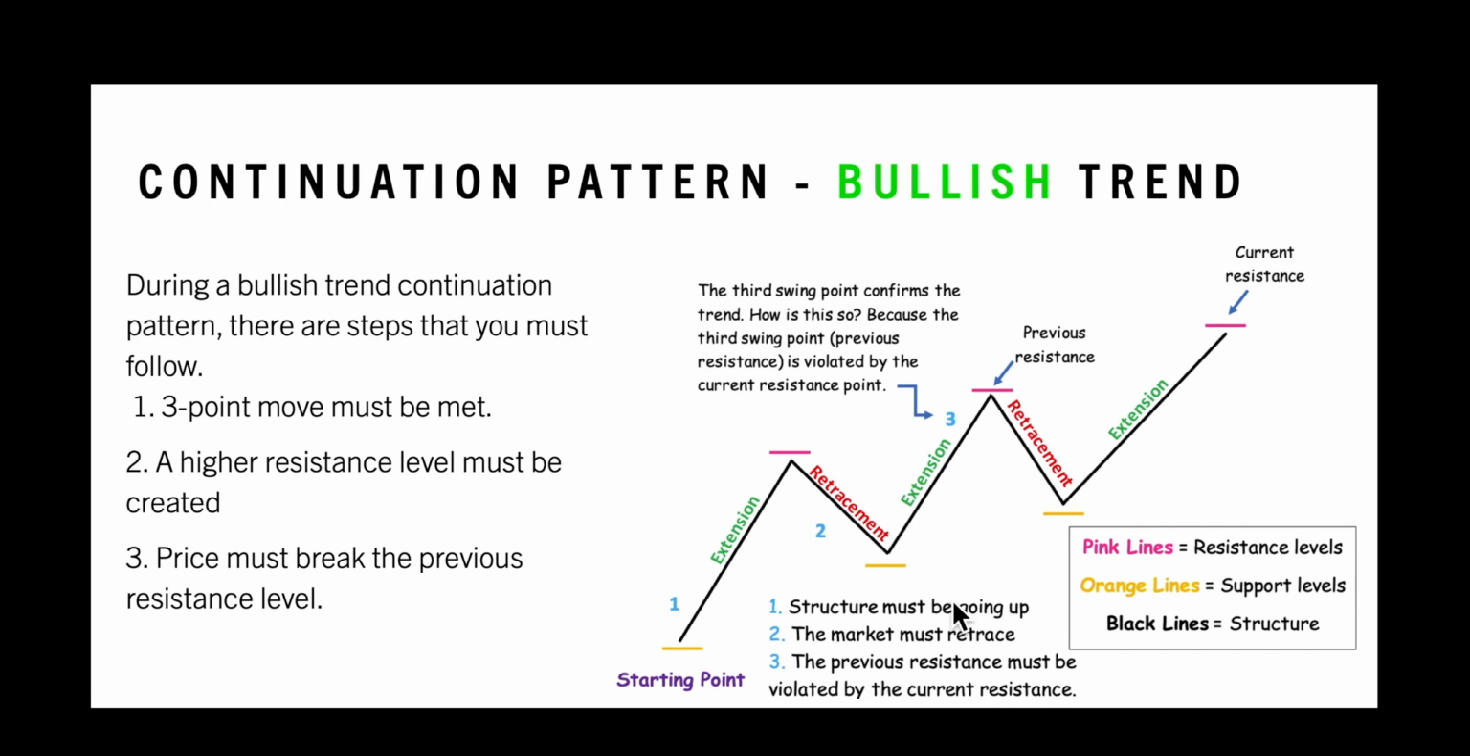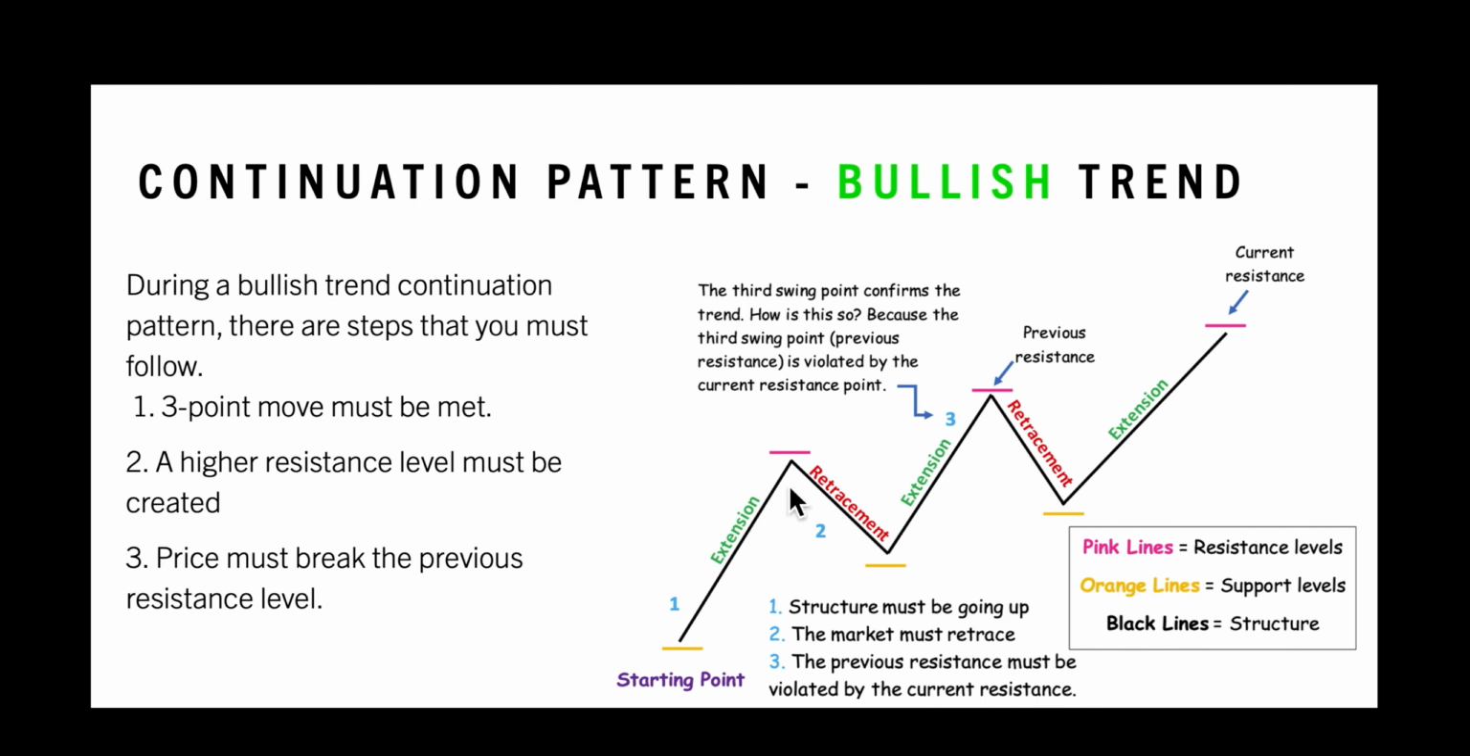So let's talk about continuation patterns during a bullish trend. During a bullish trend continuation pattern, there are 3 steps that you must follow. 1, the 3-point move must be met. 2, a higher resistance point must be created. And 3, price must break the previous resistance level.